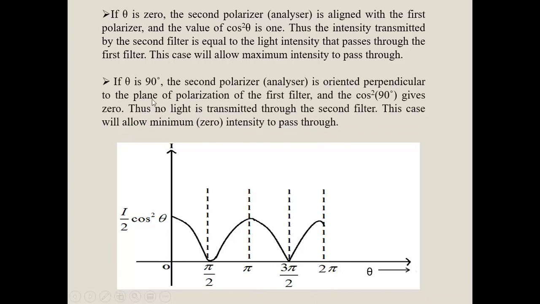On the other hand, if theta is 90 degrees, that means the second polarizer, which we call the analyzer, is oriented perpendicular to the plane of polarization of the first filter. And cos²θ, that is cos² 90 degrees, becomes 0. Which means that no light is transmitted through the second filter. This case allows minimum or zero intensity to pass through, and this scenario will operate when theta becomes π/2, 3π/2, and so on and so forth.